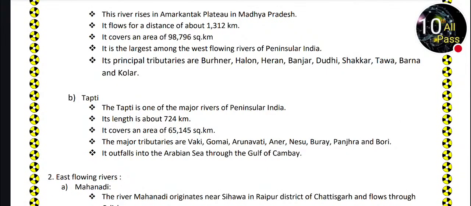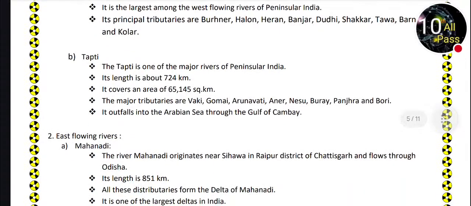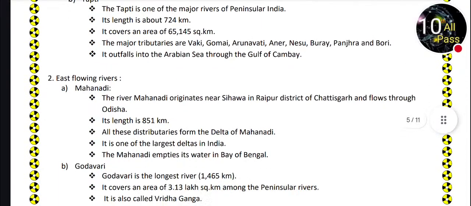Tapti. The Tapti is one of the major rivers of peninsular India. Its length is about 724 km. It covers an area of 65,145 square km. The major tributaries are Vaki, Gomai, Arunavati, Aner, Nesu, Bure, Panjhra, and Bori. It outfalls in the Arabian Sea through the Gulf of Cambay.